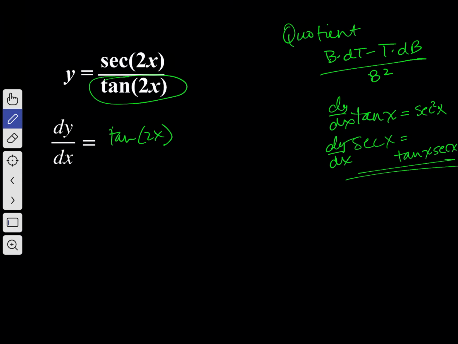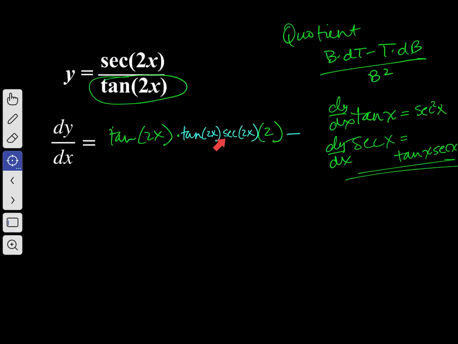There we go. So bottom times derivative of the top: derivative of secant is tangent x secant x times the chain. And oh, I just made a mistake. 2x secant 2x. Let me clean this up just a bit. I left out the darn 2x. Okay, so let's see. What is that? Bottom times derivative of the top: tangent 2x secant 2x times 2. All right, I'm back on track.